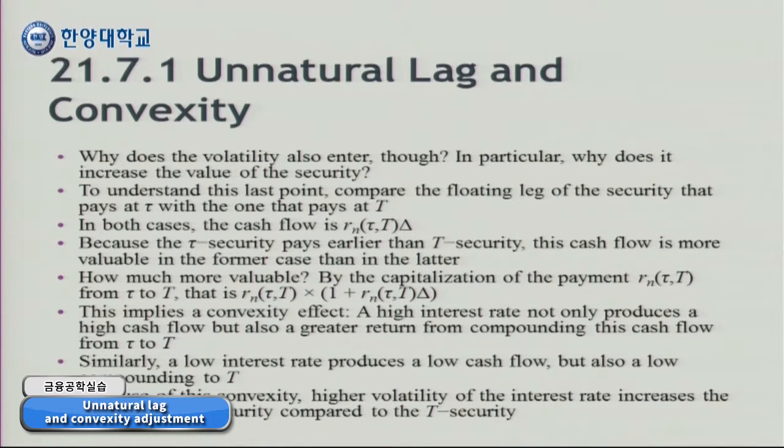Similarly, a low interest rate produces a low cash flow, but also low compounding. Because of this convexity, higher volatility of the interest rate increases the value of the tau security compared with the T security. We have a square term. If the interest rate increases, the square term increases faster, so that we have convexity. If the payoff is convex, with high volatility we become happier.